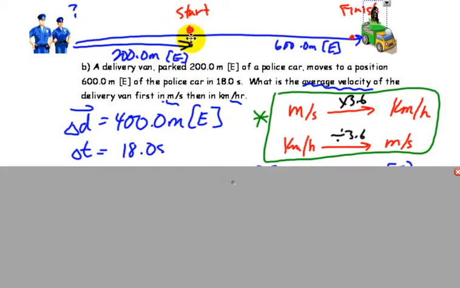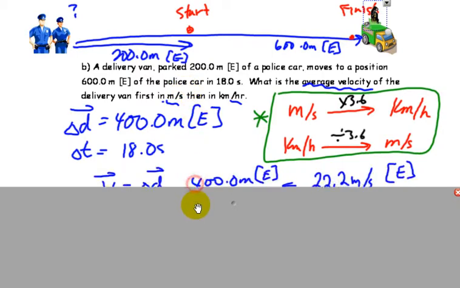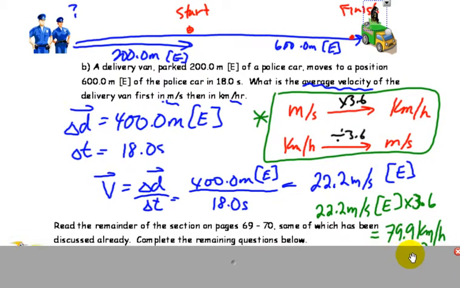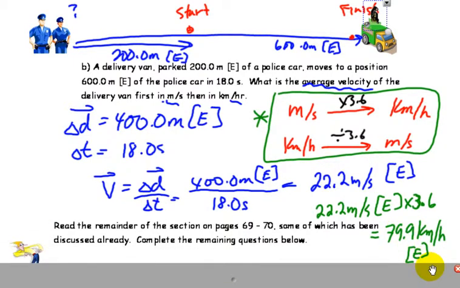So the total movement from a position of 200 to a position of 600 is 400 meters east. That's the difference, the change in displacement from start to finish. This all happens in 18 seconds. So quite easily, v is equal to d over t, change in displacement over change in time. 400 divided by 18 is 22.2 meters per second east. And of course, changing that into kilometers per hour, a speed we're more familiar with in everyday life, almost 80 kilometers per hour east, just short, 79.9.